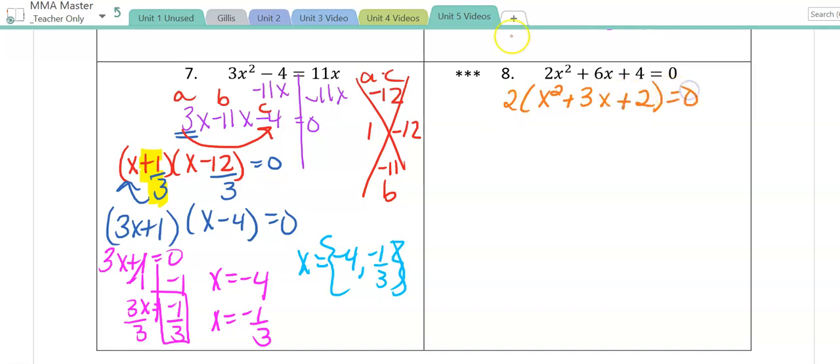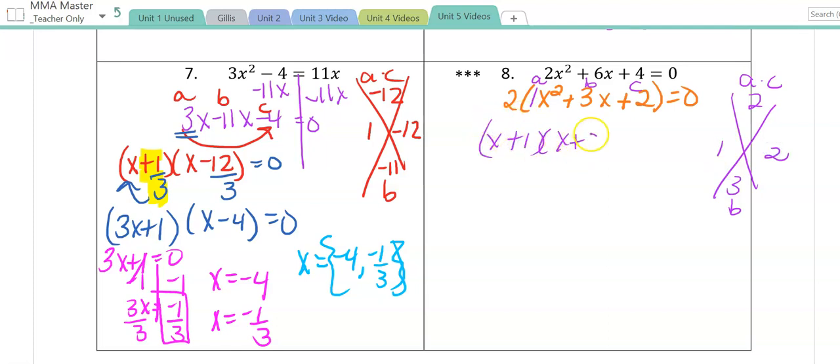And now y'all might notice, or you might not, that a is 1. Do y'all see that now? So now I have a is 1, b, and c. So this takes us back to just plain old simple factoring. A times c is 2, b is 3. The only factors of 2 are 1 and 2. So I have x plus 1, x plus 2 equals 0. So my solutions would be x equals negative 1, and the opposite of positive 2 is negative 2.